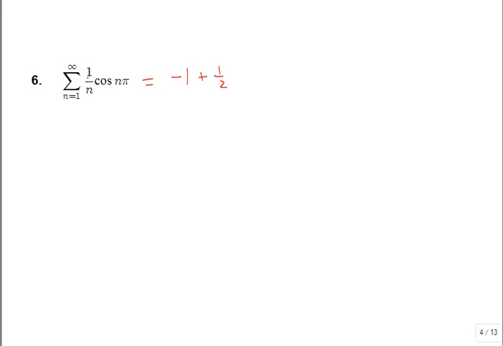If n is 3, we get a third, and cosine of 3 pi is negative, so this will be negative 1/3. If n is 4, we get 1/4 times cosine of 4 pi, which is positive 1, so this will be back to positive 1/4. So these are just our normal fractions that we see in our harmonic series. However, they're alternating, so this is called the alternating harmonic. So we know that the harmonic series diverges, but what about the alternating harmonic?